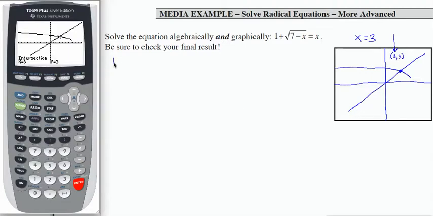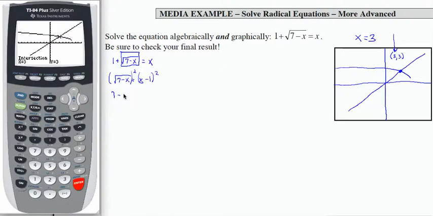What I'm doing is I'm solving 1 plus the square root of 7 minus x equals x. And what I need to do to solve this is make sure that I isolate the radical part of the equation. I'm going to do that by subtracting 1 from both sides, and that gives me x minus 1. Then I'm going to square both sides. That's going to remove the square root.